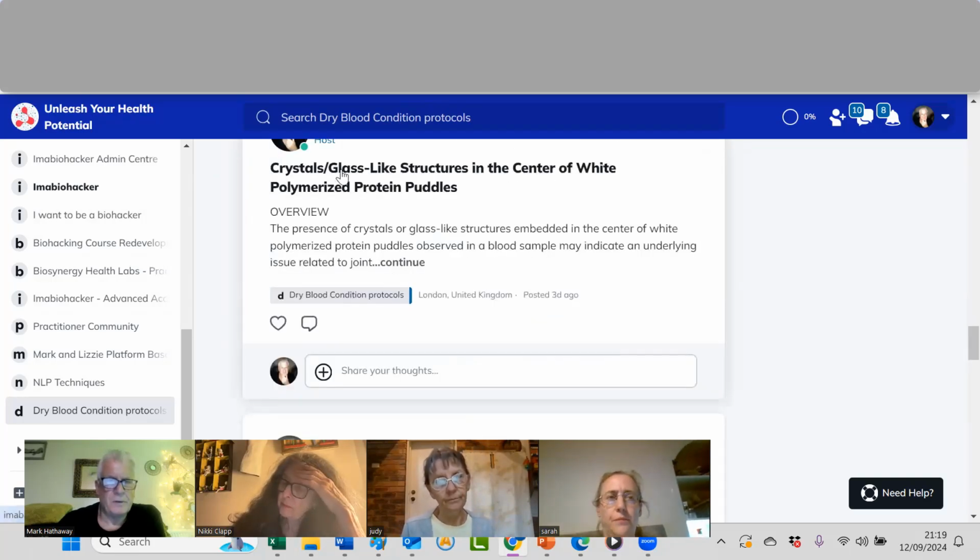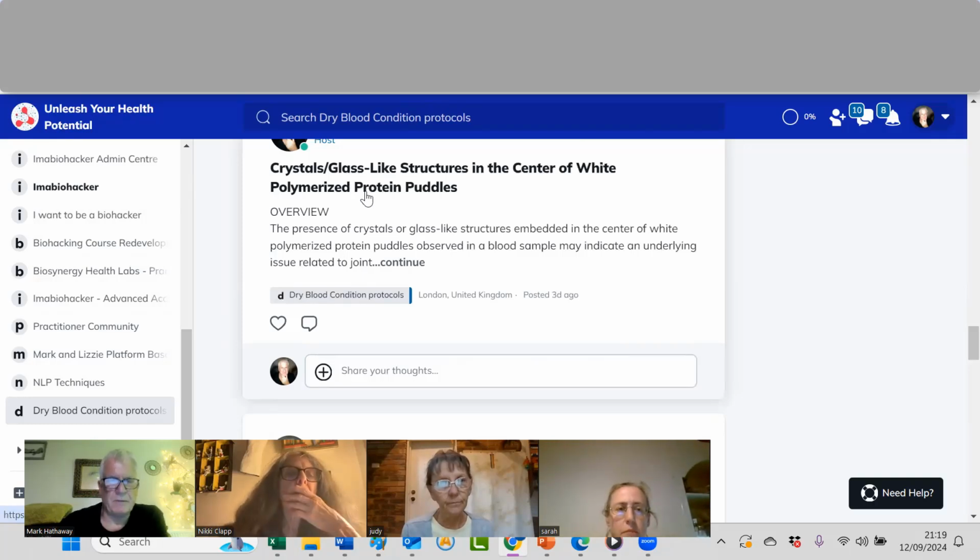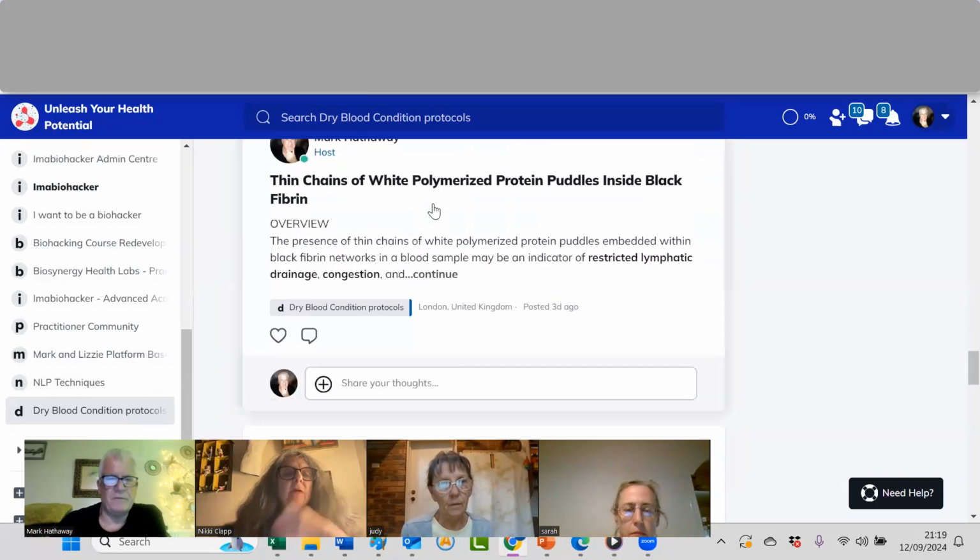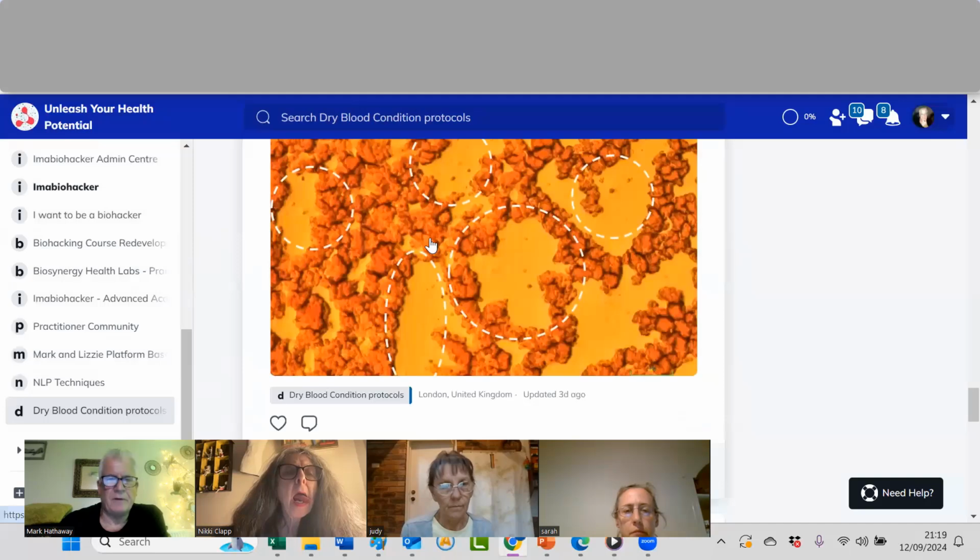These ones I haven't got any pictures of. These are crystals and glass-like structures, and I'm waiting for a picture. I haven't seen one of them before. There's a couple here that I haven't got.